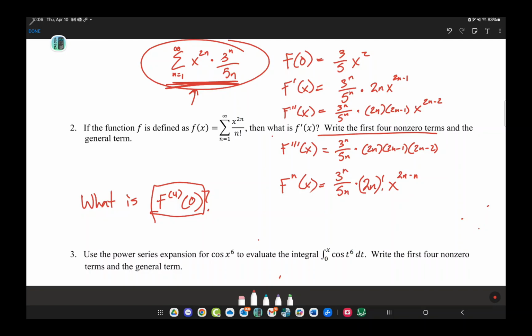By the way, what is f of 4? It would just be this right here, right? Where n is 4. So 3 to the 4 over 5 times 4, 8 factorial. But what are we dividing by at f of 4? 4 factorial.